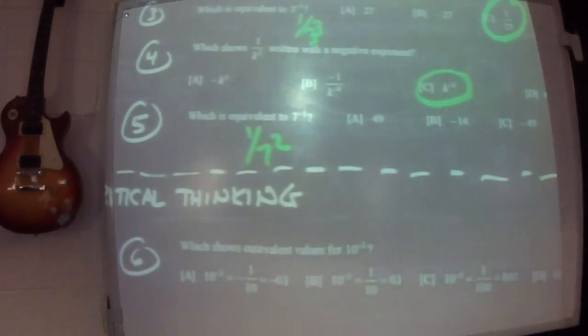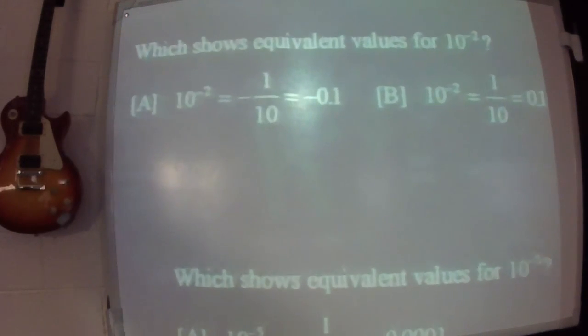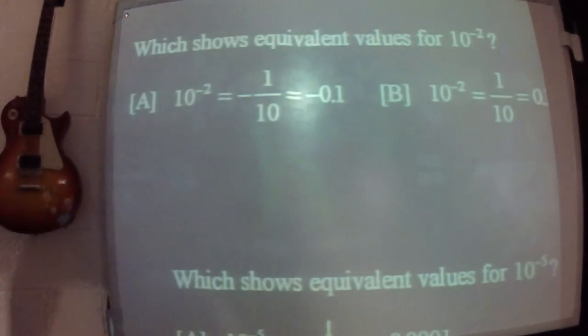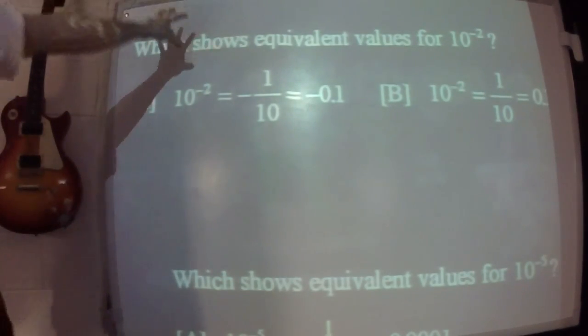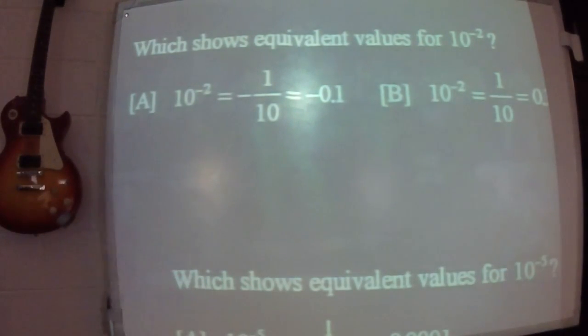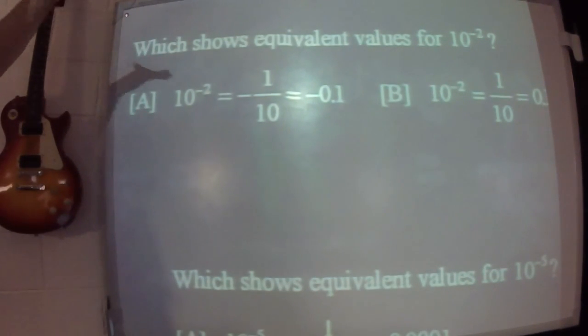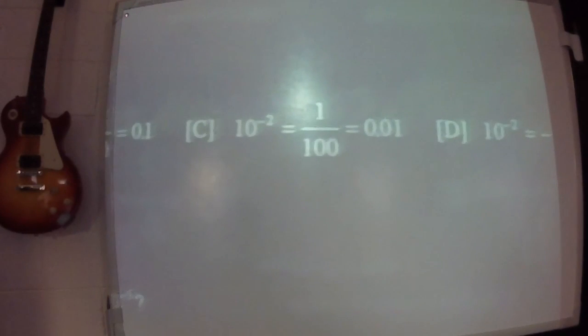All right, critical thinking. We've got some tough ones right here that have to do with tens. Tens always make for interesting exponents. All right, what shows the equivalent of 10 to the negative 2? It should become 1 over 10 what? 1 over 10 squared. What is 10 squared? 100. So 1 over 10 squared. So we're looking for the one that gives you 1 over 100. It does that in two different spots, C and D.